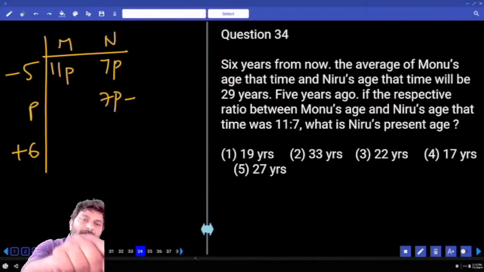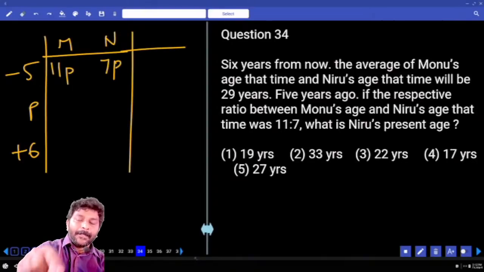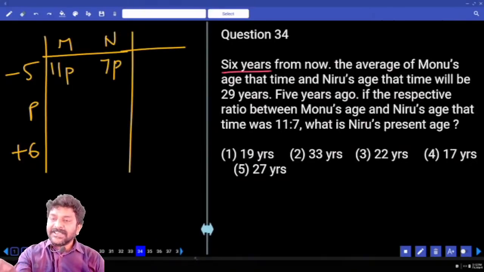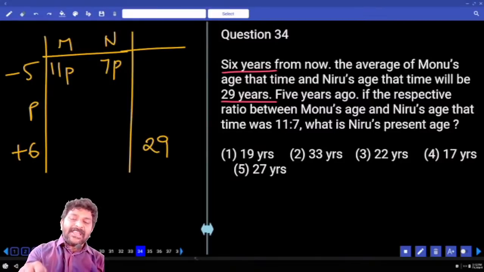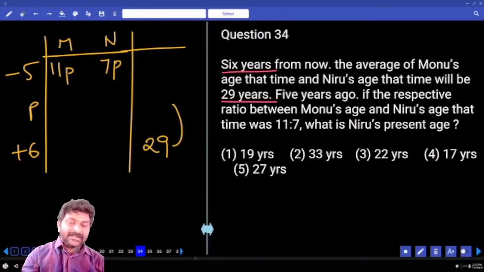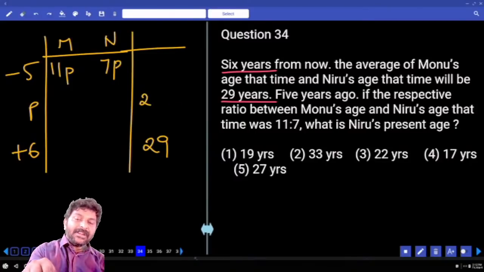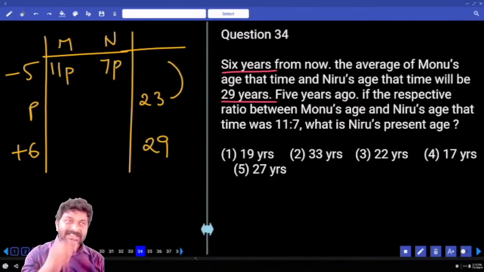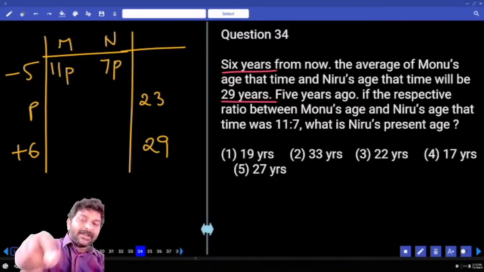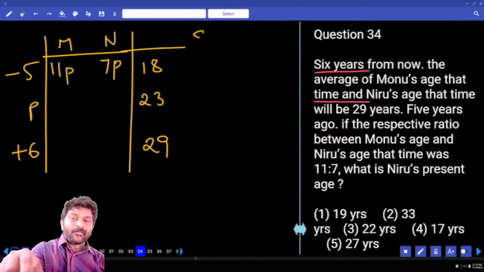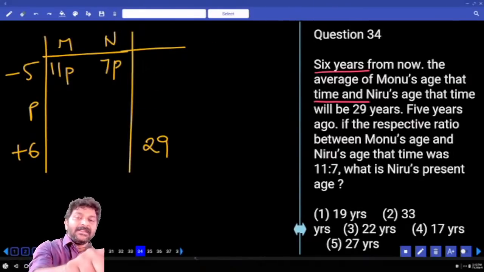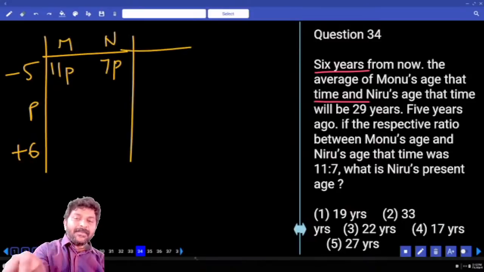Right, come on. Along with this, we also have their average. So now after 6 years, their average will be 29. Then present average, we have to subtract 6 years. How much does it become? 23. 5 years back average, how many years do we have to subtract? 5. Then it becomes 18. If average is 18, then sum is equal to 36.